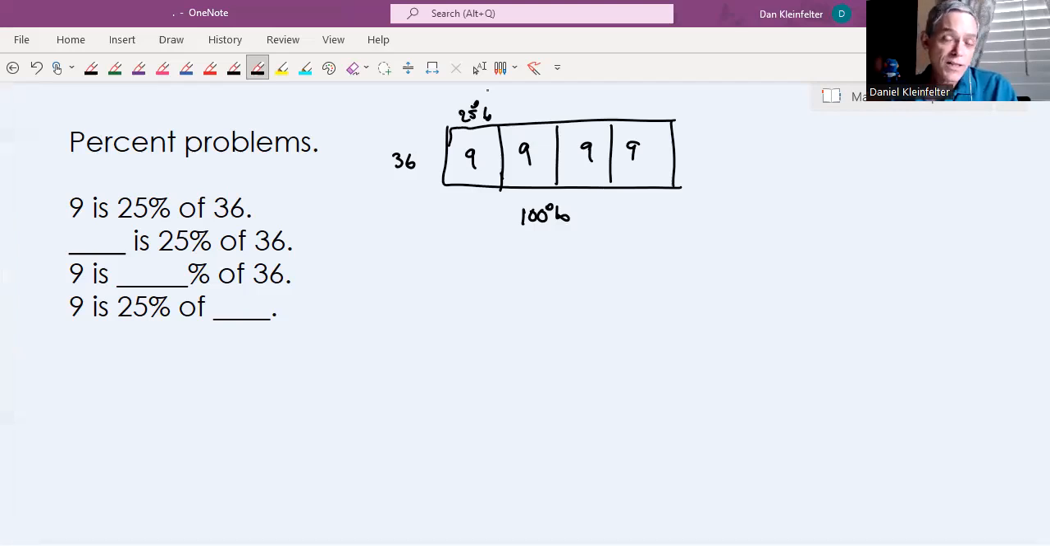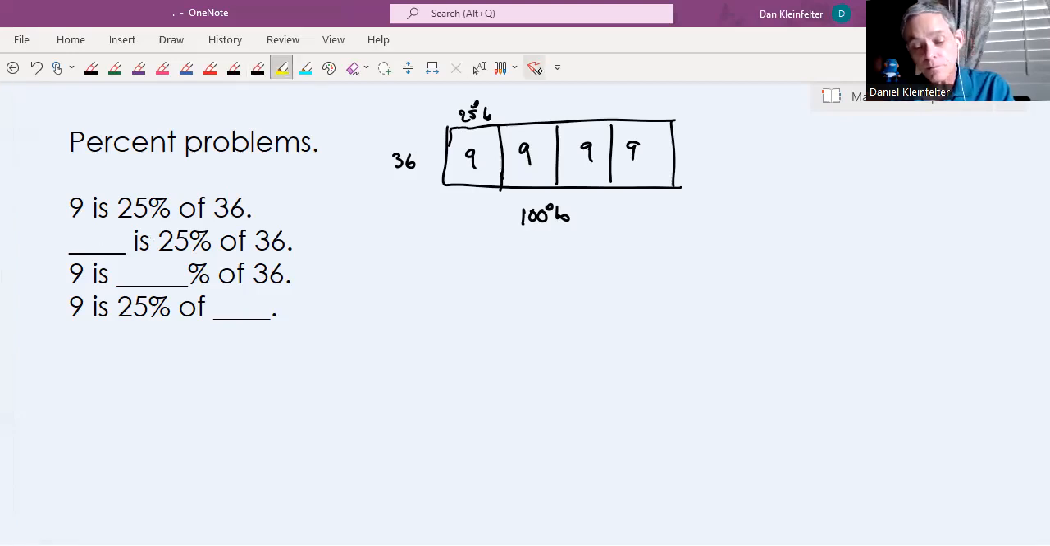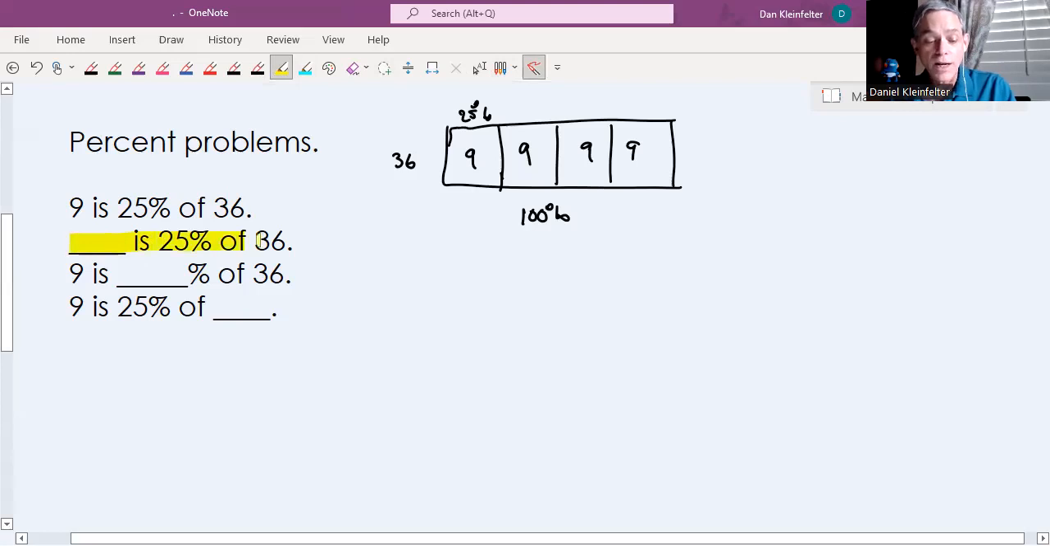So the kinds of questions that you may see related to this are, we've got these 3 numbers, so we have to tell you 2 of them, and we can ask you the third one. So for example, we may have: What number is 25% of 36? In this case, the size of the part is unknown. Or 9 is some percentage of 36, in which case we know the size of the part and the size of the whole, but the percentage is unknown.